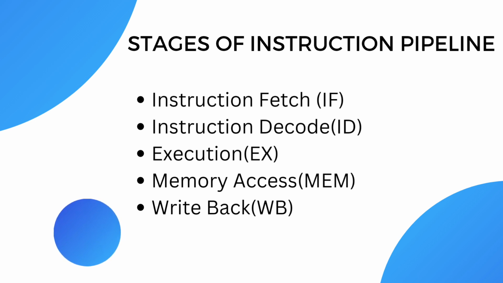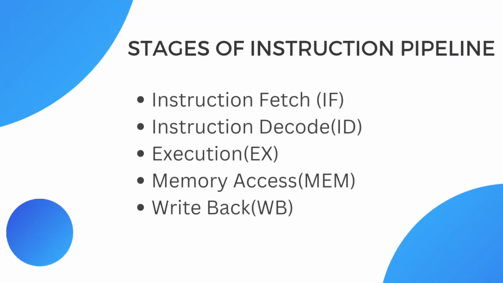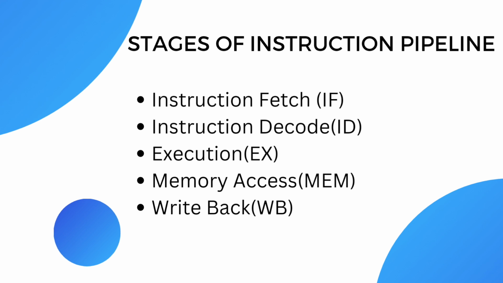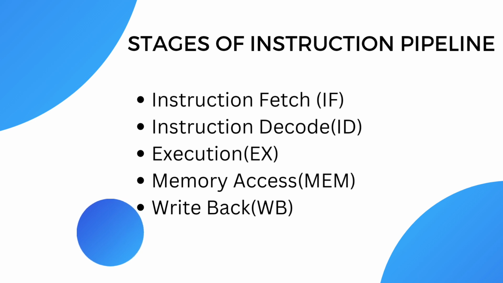Write back. In this stage, the processor writes the result of the operation back to a register. The result is written back to the register file, making it available for use by subsequent instructions. The specific register that is updated depends on the instruction being executed. For example, if the instruction is an arithmetic instruction, the result is written back to the destination register.